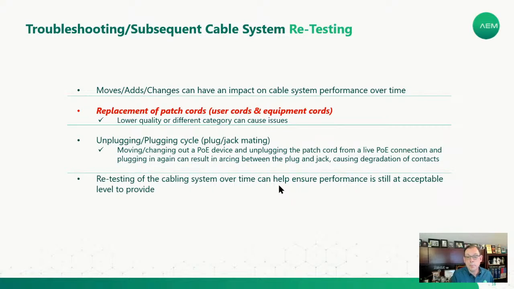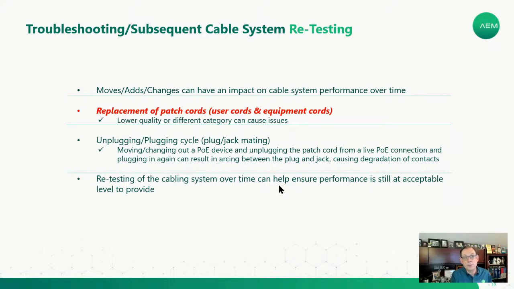Replacement of patch cords. We talked about this a couple times already. If end users replace a patch cord and they use an inferior user cord or equipment cord of a lower quality or different category, this can cause issues, especially on those short runs where the DC resistance unbalance is a problem in the patch cord and it's on a shorter run. It's going to create a bigger problem for that PoE link.